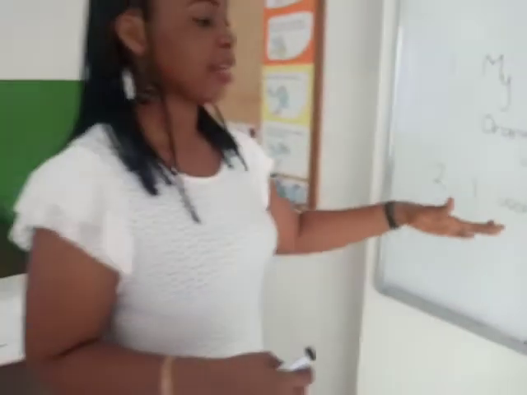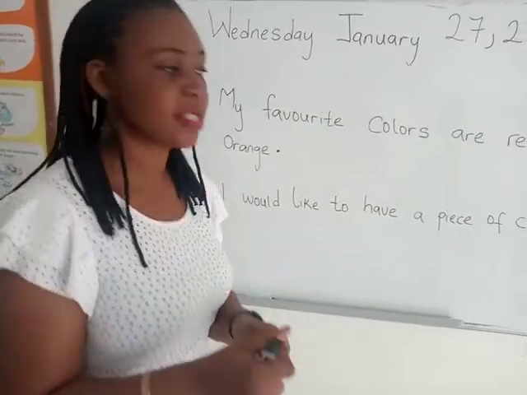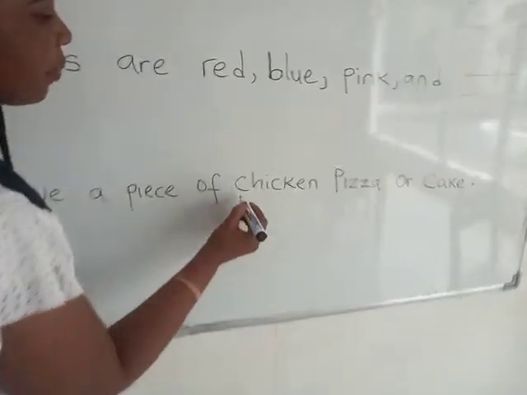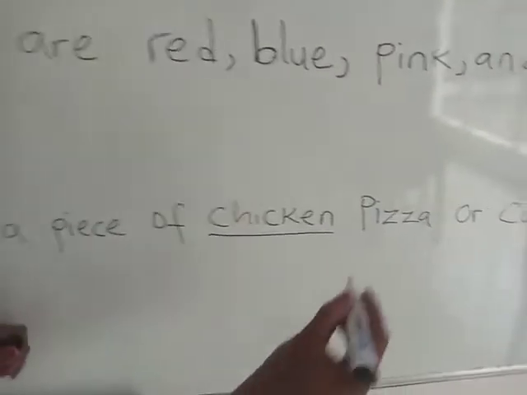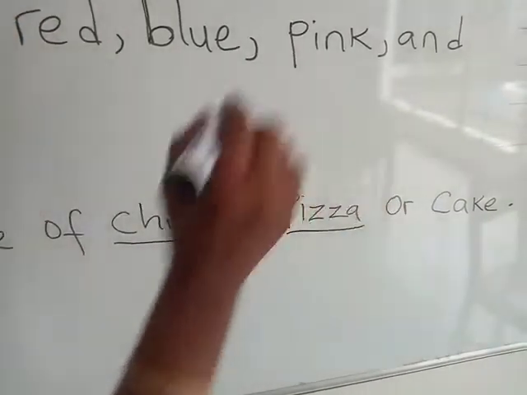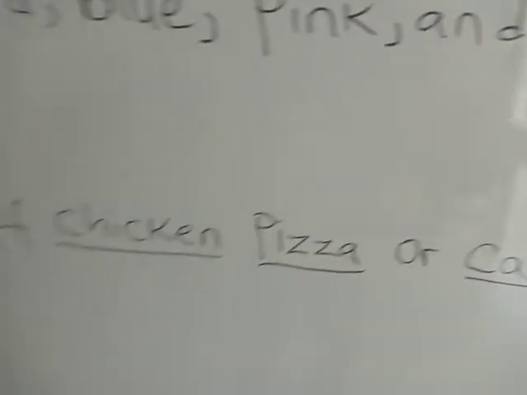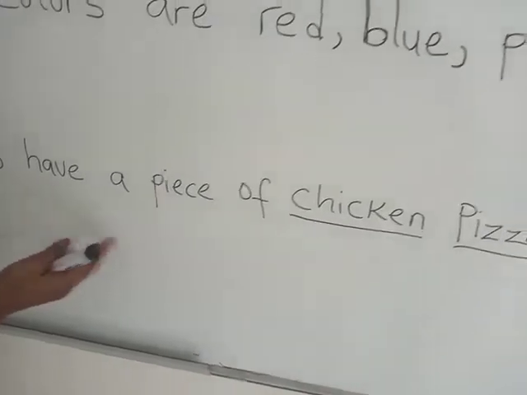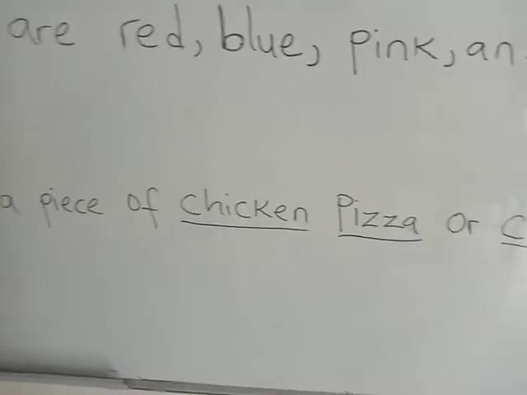Now here you can see that there are items being listed in the sentence. We have three items being listed. The first item is what? You would like to have a piece of chicken. The next item is pizza. And the last item is cake. So the person is trying to tell you that he or she would like to have a piece of chicken, a piece of pizza, or a piece of cake.